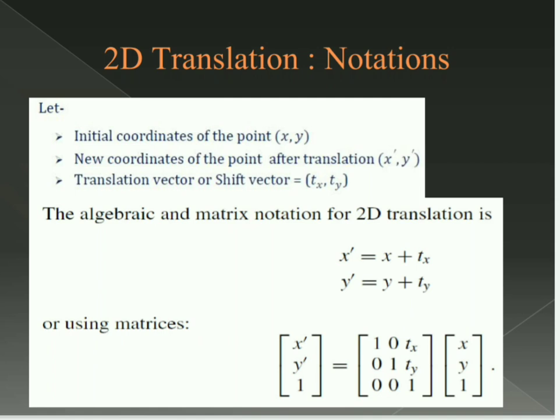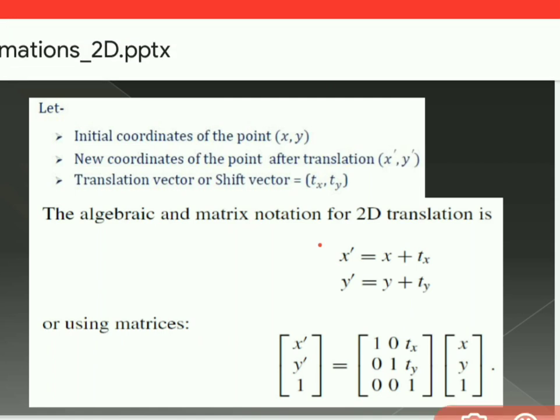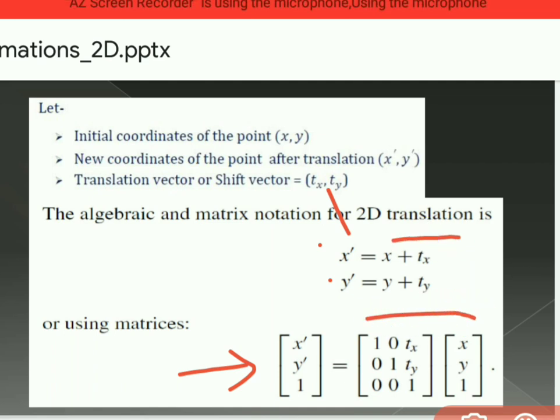So here for 2D translation, the algebraic equations are x dash is equal to x plus tx, y dash is equal to y plus ty. Now I will convert these algebraic equations in terms of matrices. Here the left hand side of the algebraic equation is x dash and y dash. It can be written as x dash, y dash, 1 as a column matrix, and the right hand side of this equation can be written like this. But here the question arises that there are only two unknowns, x dash and y dash, and then why are we adding 1 in the left hand side and right hand side of the matrix notation?